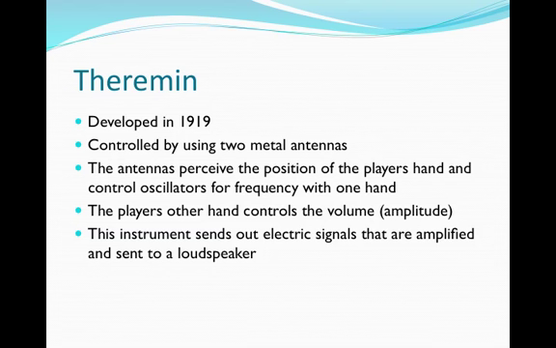Two metal antennas control the theremin. The antennas perceive the position of the player's hand and control oscillators for frequency with one of the hands. The other hand is used to control the volume, or amplitude, on the other antenna. The electrical signals from the theremin are amplified and then sent to a loudspeaker. This instrument is easy to learn, however extremely difficult to master.